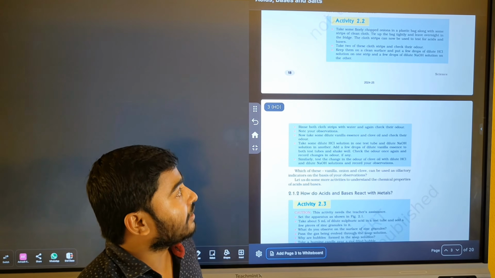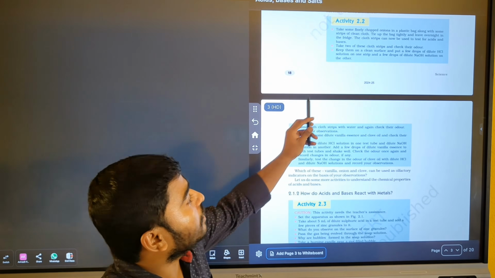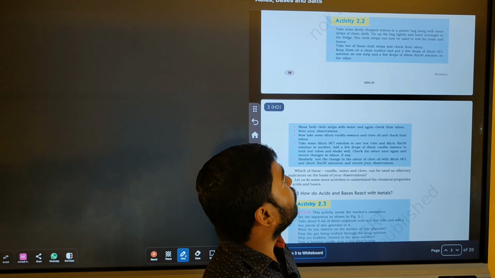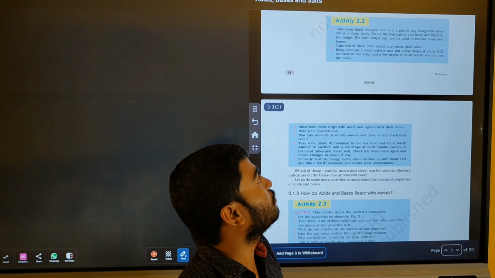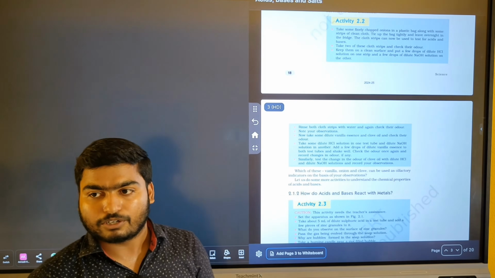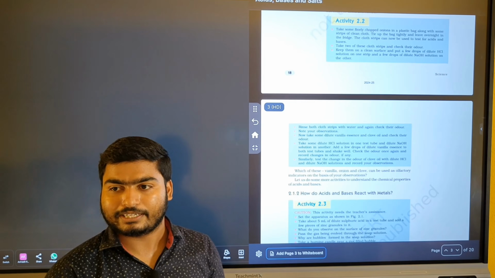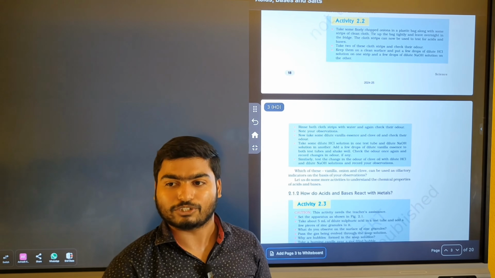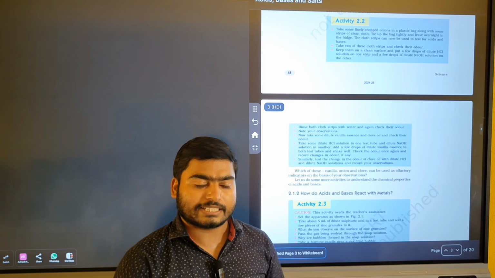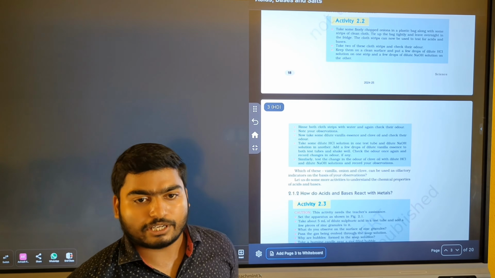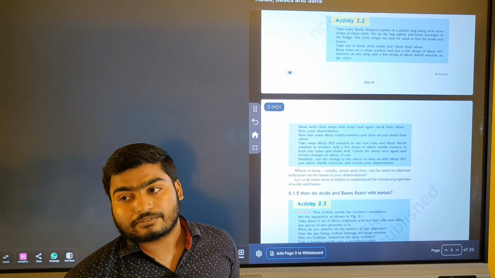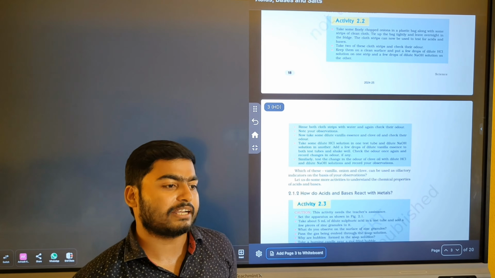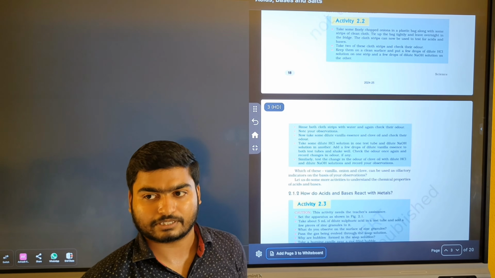Then they are telling you to keep them on a clean surface and put a few drops of dilute HCl on one strip and a few drops of dilute NaOH solution on the other. So you have two strips. You know that HCl is an acid and NaOH is a base. So how will acid and base behave with these cloth strips? You have to understand and note it down through this activity, right?